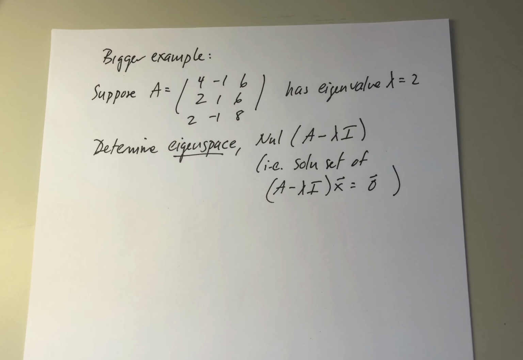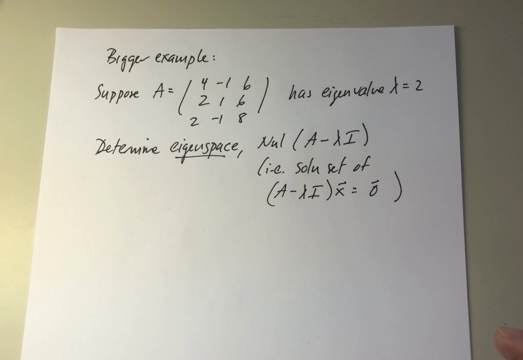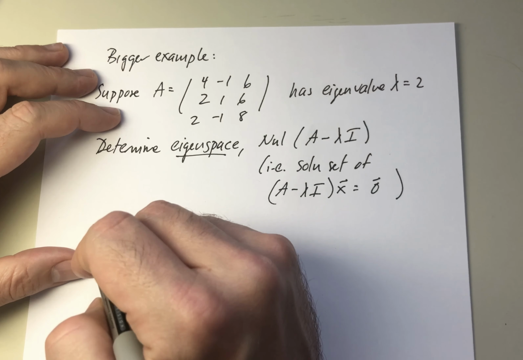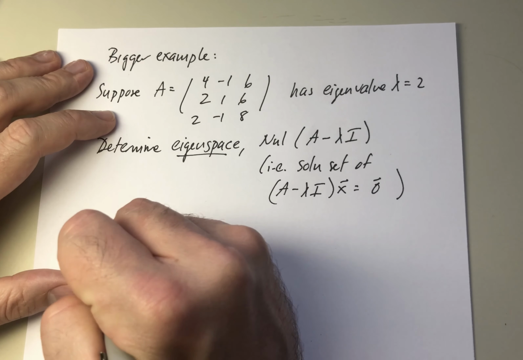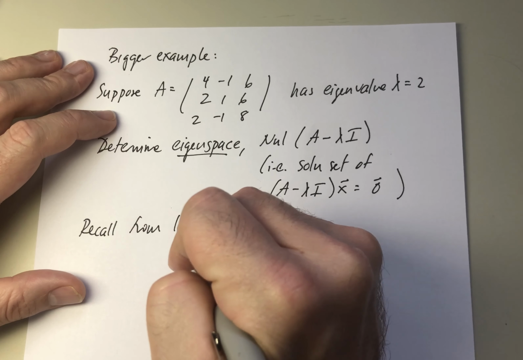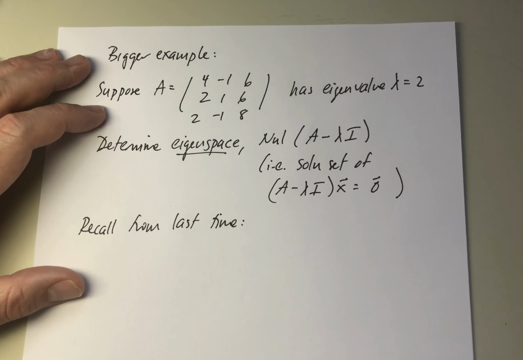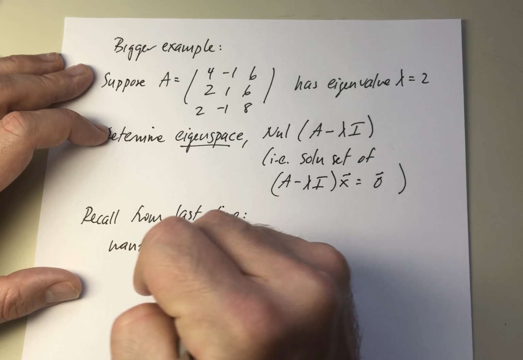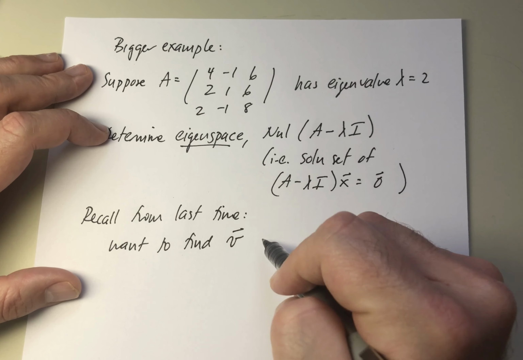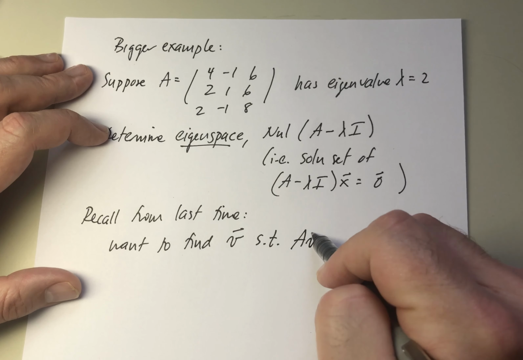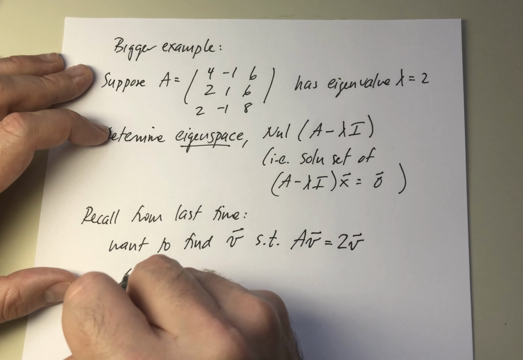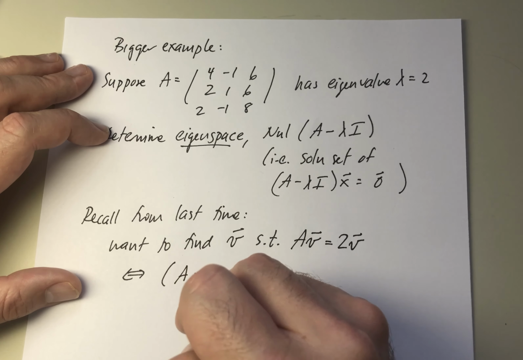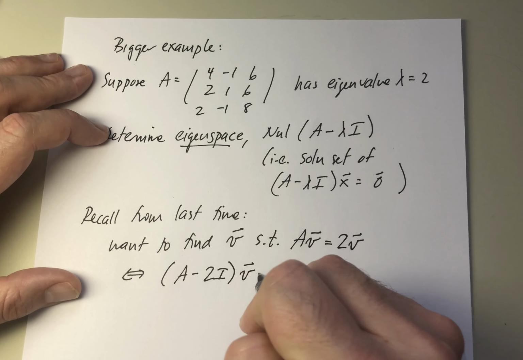Okay. So this is what we talked about last time, and now I'll do another example and make it a bit more formal. Recall from last time, if I wanted to find a vector v such that Av equals 2v, then that's the same as saying I want to find a vector v where (A minus 2I)v equals 0.